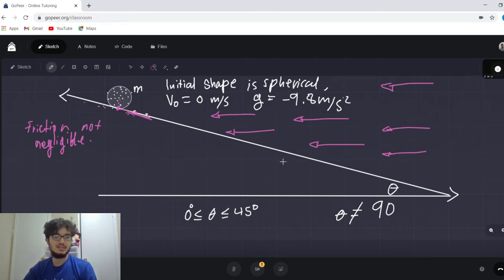So essentially, the idea of what's going to happen is the snowball is going to start rolling down the incline. It's going to increase its kinetic energy, reducing its potential energy, because the potential energy depends on the initial height, h0. Then it starts to gain translational kinetic energy and rotational kinetic energy as it spins faster and faster.